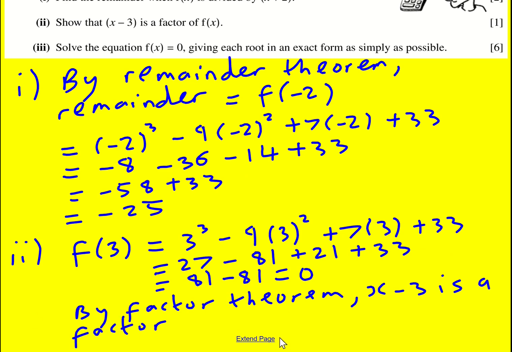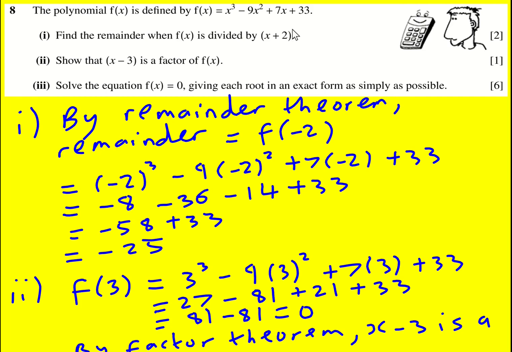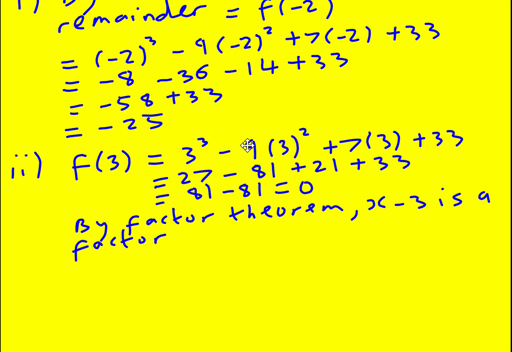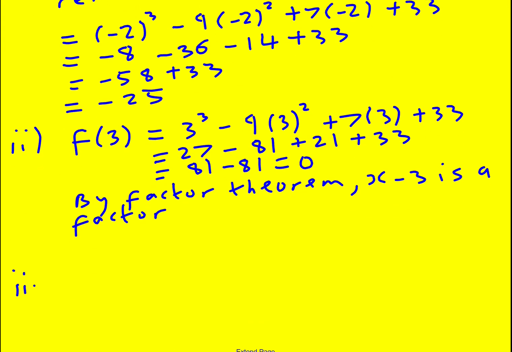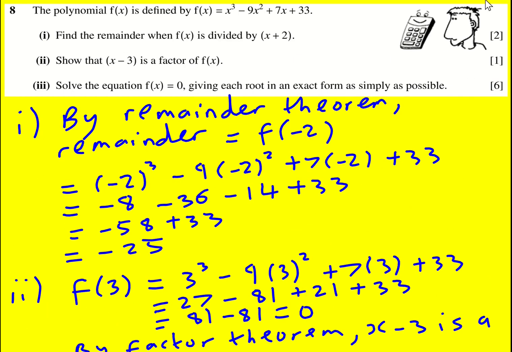And we're now well on our way to being able to solve this equation, because it says give each root in exact form as simply as possible. So that tells me maybe the quadratic's not going to factorize. Let's see. I'm going to take this x cubed minus 9x squared plus 7x plus 33, and divide it by the factor that I know goes into it. It was x minus 3, wasn't it? Okay, so some sort of division. I'm going to do polynomial long division.